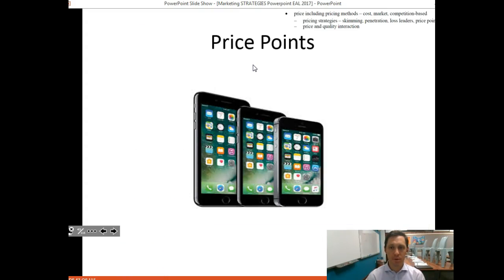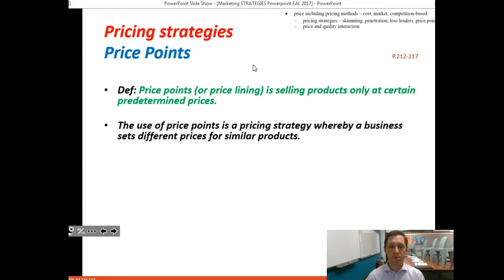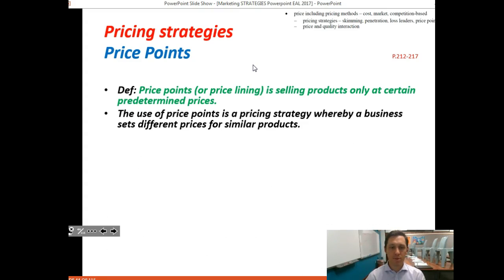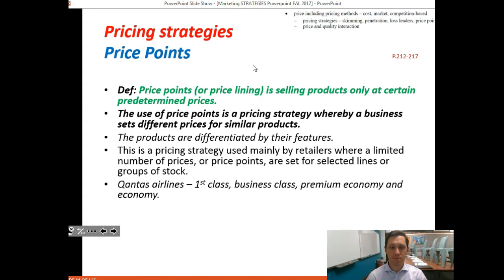Lastly, you've got price points, and price points is simply selling products only at certain predetermined prices. And it's a strategy where a business sets different prices for similar products, and they're differentiated by their features. It's a strategy mainly used by retailers where a limited number of prices or price points are set for selected lines or groups of stock.